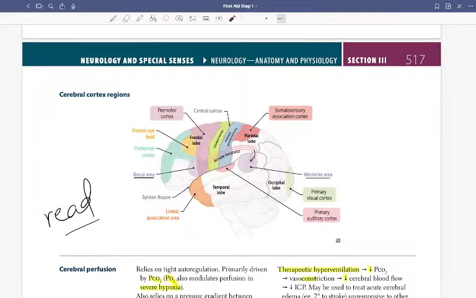Okay, so first is this particular diagram. It is actually very important. Let's see. Frontal eye field. Okay, so this is area 8. Just remember 8 because there were two goals. Okay, so this is area 8.